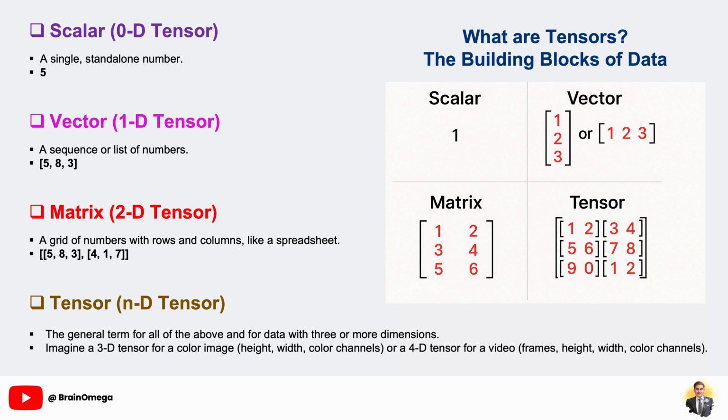The real power comes from the fact that tensors can handle even more dimensions. A color image is often a 3D tensor with dimensions for height, width, and color information. A video could be a 4D tensor. So, to put it simply, tensors are the language of data for PyTorch. By understanding this simple hierarchy from scalars to vectors to matrices and beyond, you've already grasped the core concept you'll use throughout your entire deep learning journey.